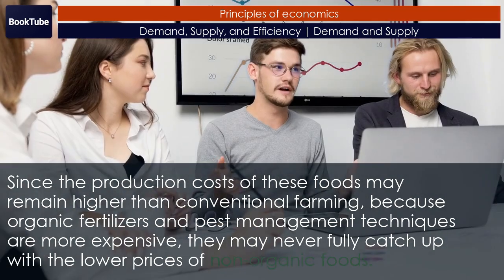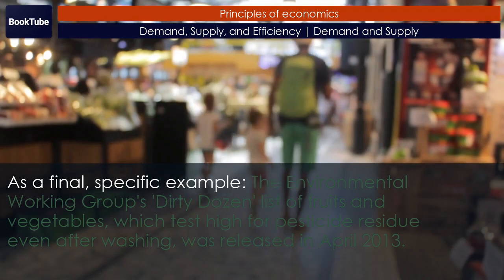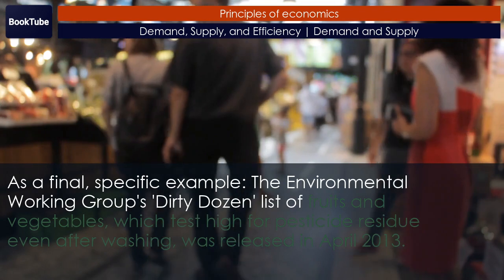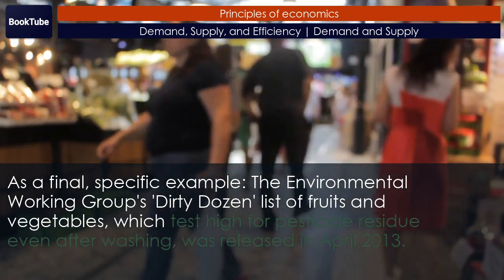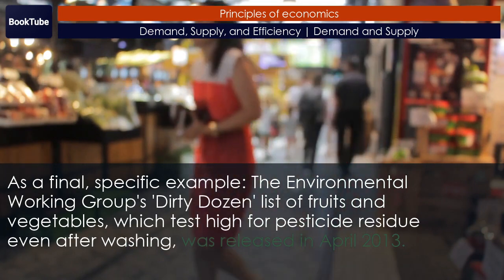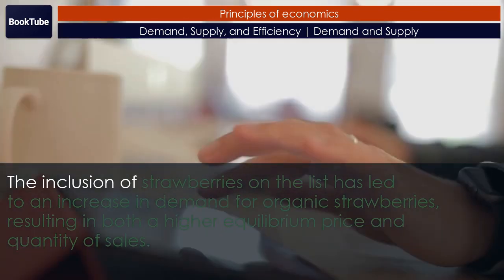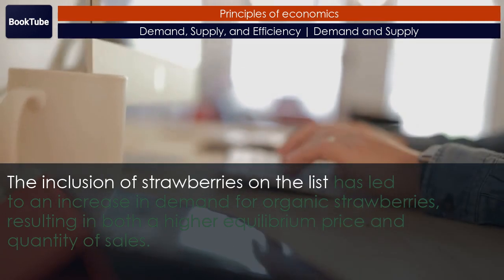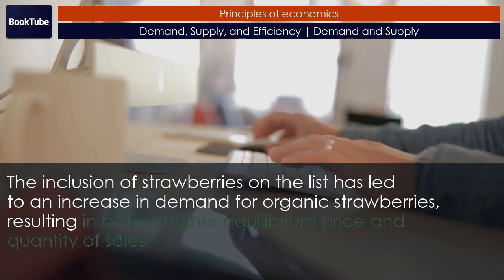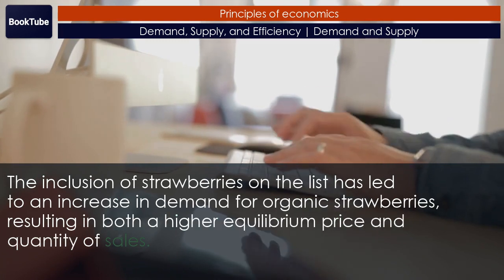of non-organic foods. As a final, specific example, the Environmental Working Group's Dirty Dozen list of fruits and vegetables, which test high for pesticide residue even after washing, was released in April 2013. The inclusion of strawberries on the list has led to an increase in demand for organic strawberries, resulting in both a higher equilibrium price and quantity of sales.